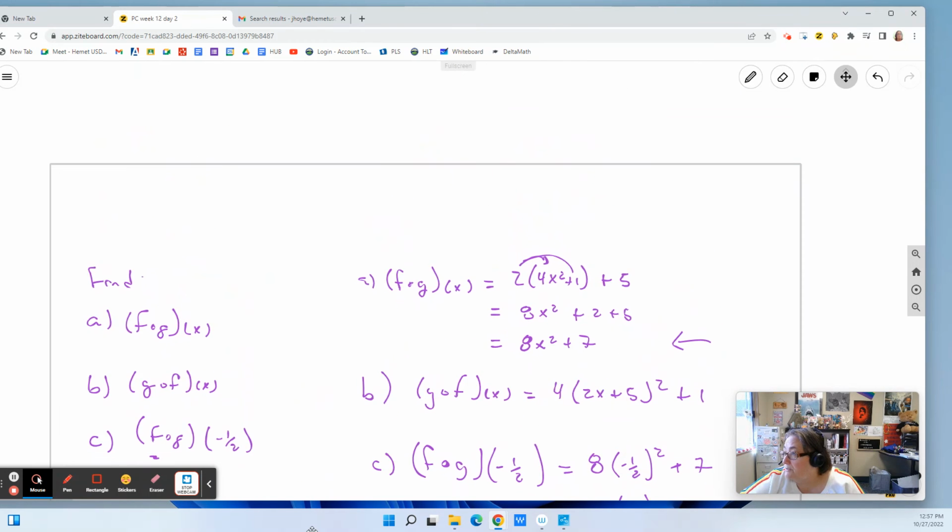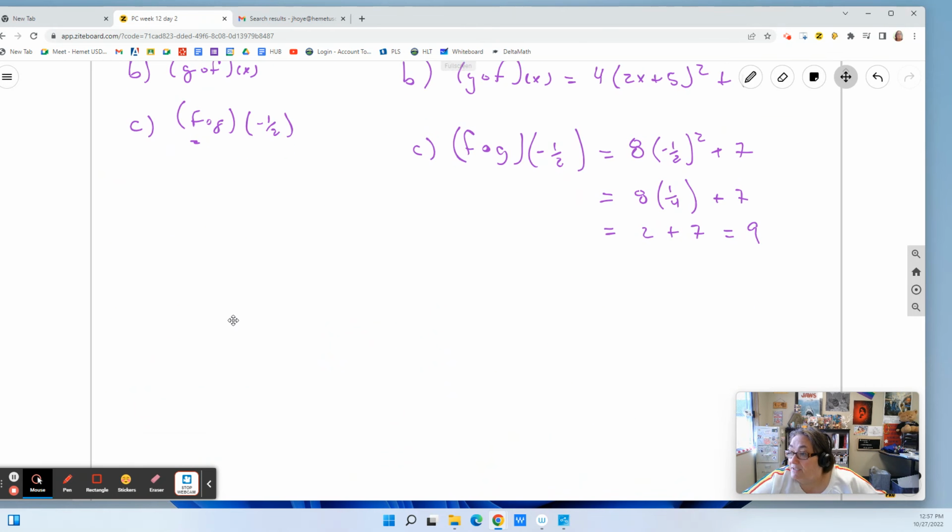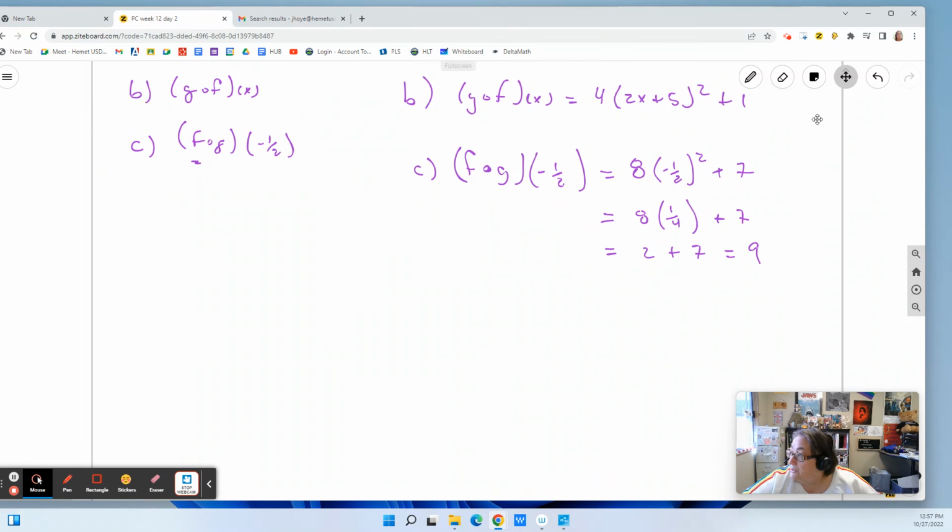So let me scroll down here and see our original problem. Here I've got 2x plus 5. X can be anything in that, right? There's no limits on x. In g of x, there's no limit on x. But say I had a function f of x equals x plus 1. And then I had a g of x that equals 1 over x plus 2.